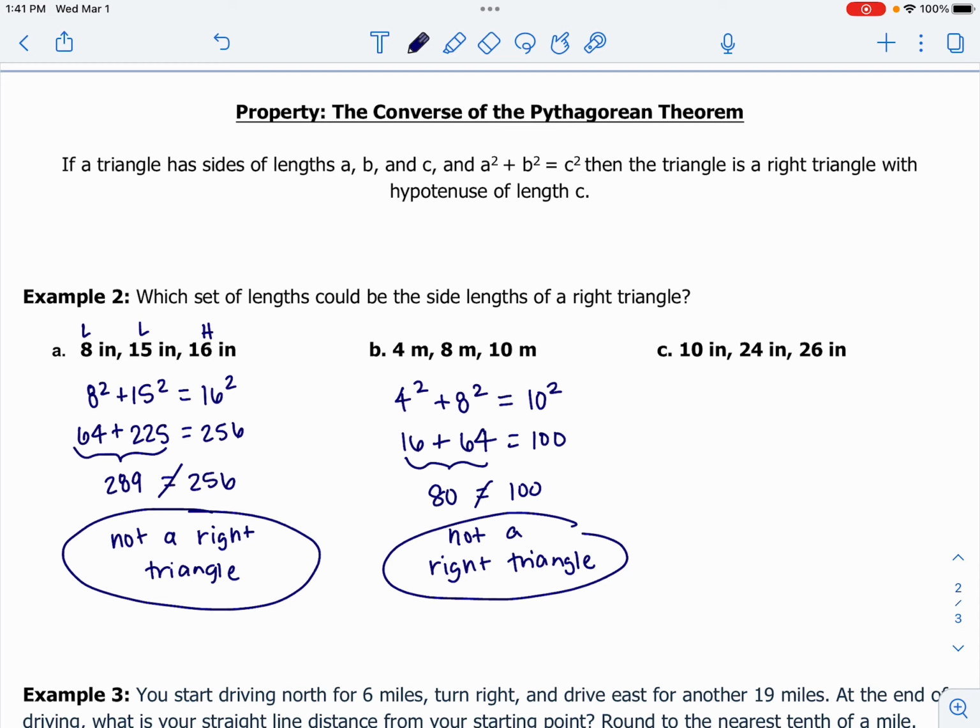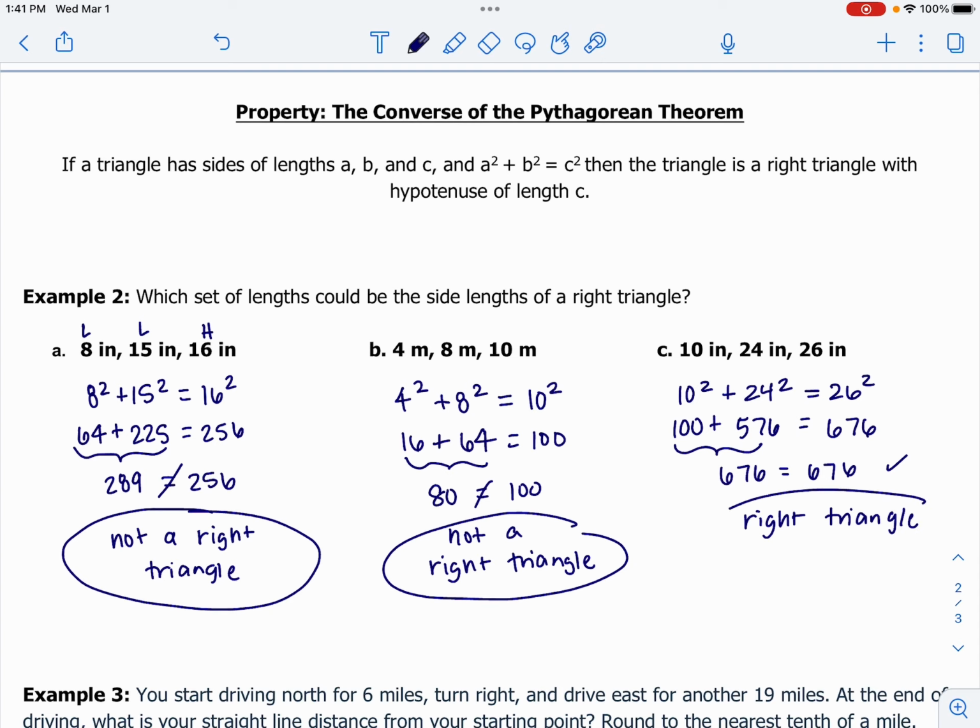Okay, so let's try this last one. I have 10, 24, and 26. So I'm going to plug in leg squared plus leg squared equals hypotenuse squared. Okay, 10 squared is 100 plus 24 squared is 576 equals 26 squared, 676. Add this side, I get 676, which is the same as 676. Both sides equal each other. That means these three lengths can be a right triangle. So C was the only one.